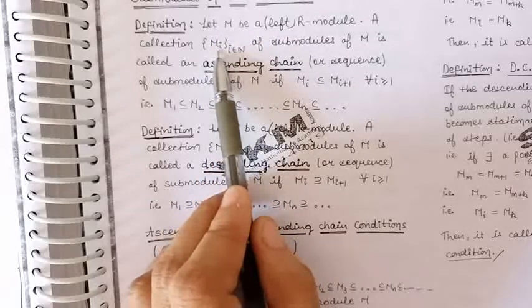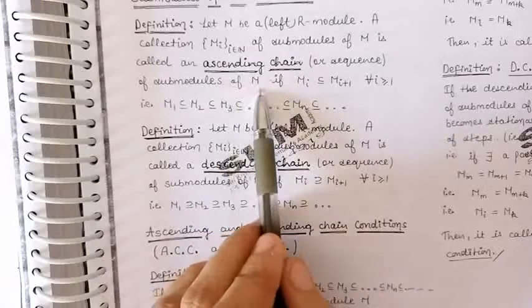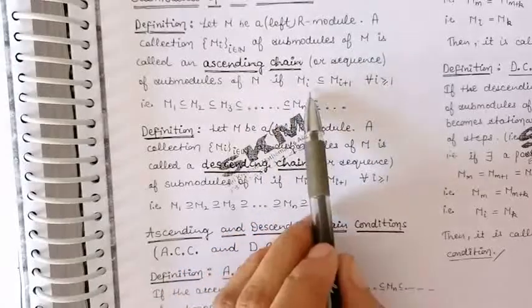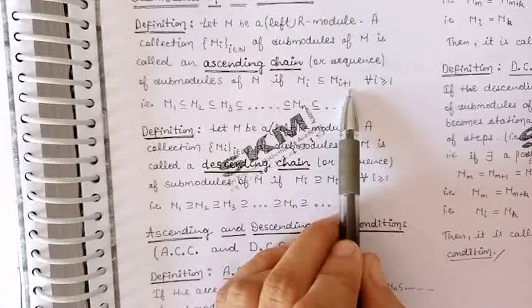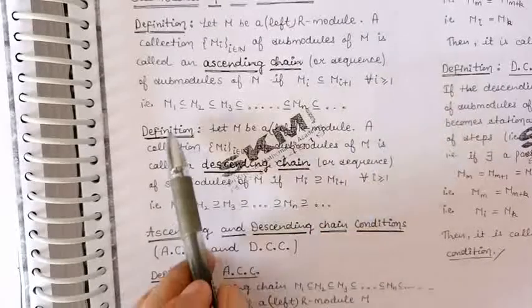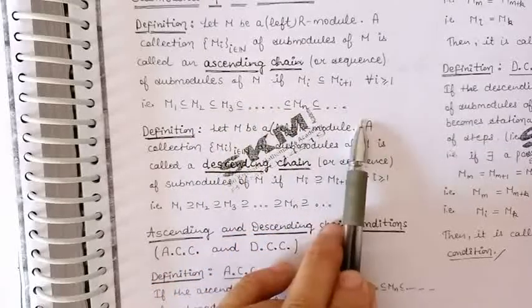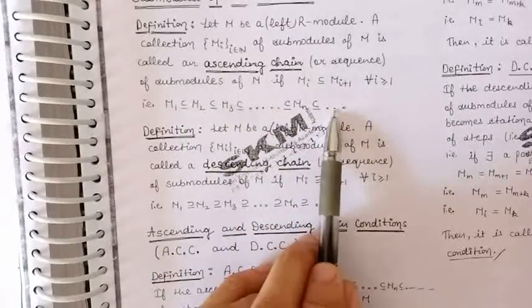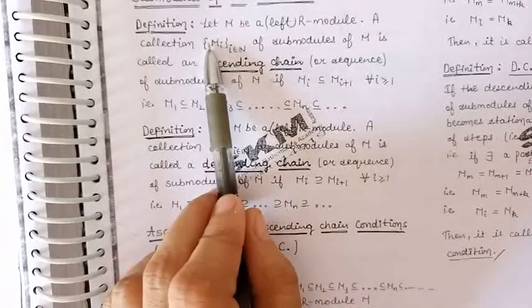Then we say that this is an ascending sequence or ascending chain of submodules of M if each Mi is contained in Mi plus 1. This is true for every i which is greater than or equal to 1. Means M1 is contained in M2, M2 is contained in M3, and so on. So if this condition is satisfied, we say that the sequence is an ascending chain of submodules of M.